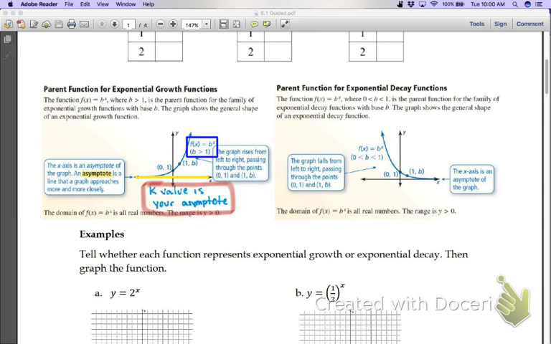Then, the next easiest way to find a value is here on the right, where it says the graph rises from left to right, passing through the point (0, 1). Now, that's of my parent function. The easiest place to always plot a point is when x is at 0. That will always be your easiest point to have as a reference.